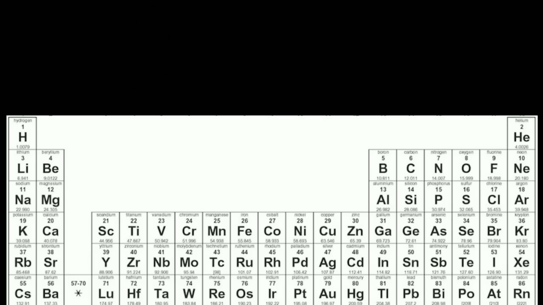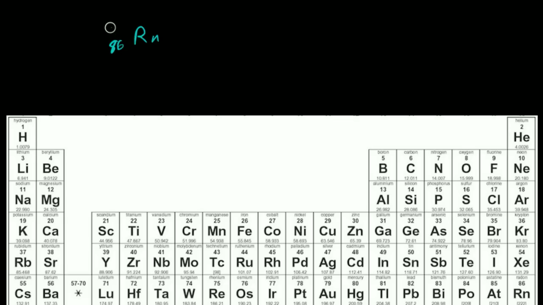Let's do another. How about radon, Rn? Its atomic number is 86. That means this is going to have 86 protons, and that is how we know that we have radon: all the atoms of radon have 86 protons.